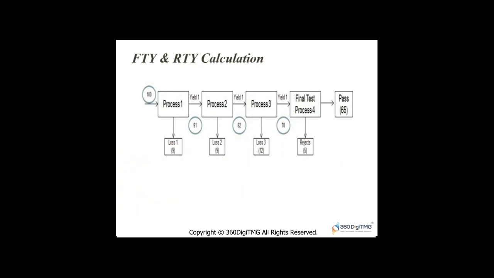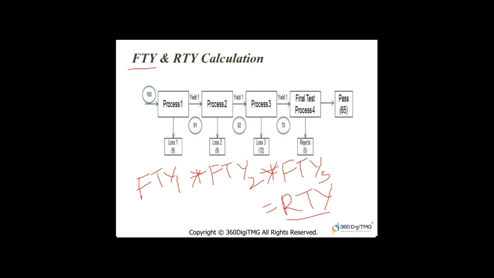These are the first time yields for each and every step. If I multiply the first time yield of step 1 with the first time yield of step 2 with the first time yield of step 3, then I would get rolled throughput yield. Rolled throughput yield is for the entire process. First time yield is for a particular step of the process. And this is how you calculate your first time yield. This is how you calculate your rolled throughput yield. And you baseline your current performance in this way. Right?